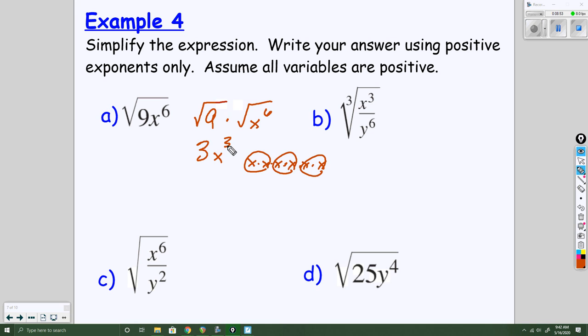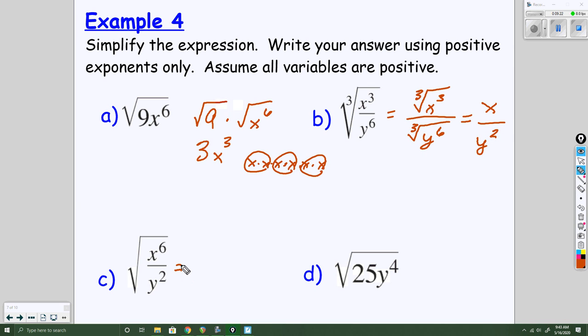If we take a look at B, once again, we can separate this out, the cubed root of x cubed, and then the cubed root of y to the 6th. Now once again, how many sets of 3 are going to come out in the numerator? That's just 1, so it's just x to the first power. And then how many sets of 3 are going to come out in the denominator? That's 2, so that's y squared.